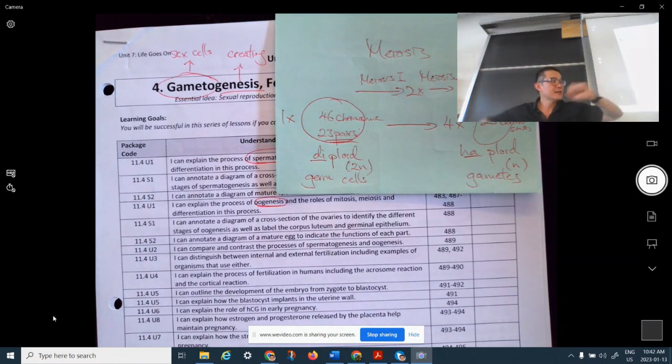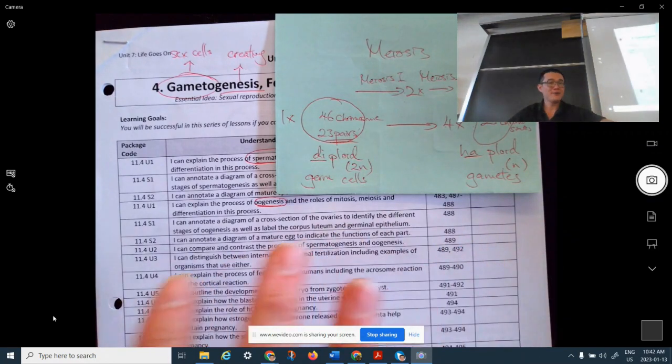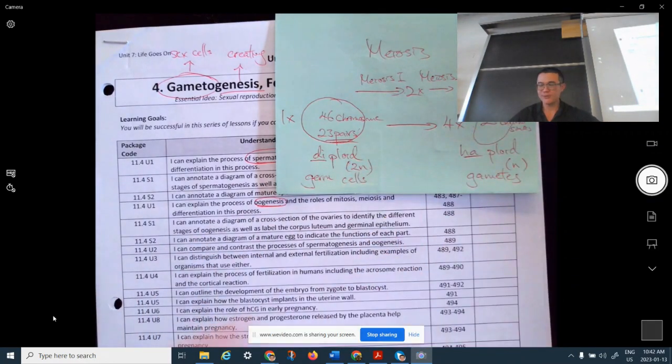So yes, during meiosis, it is 1 to 4. But when we're talking about spermatogenesis and oogenesis, the polar body stuff does happen. So yes, it is different for guys from girls, and we're going to talk about it. I'm glad that she brought that up.